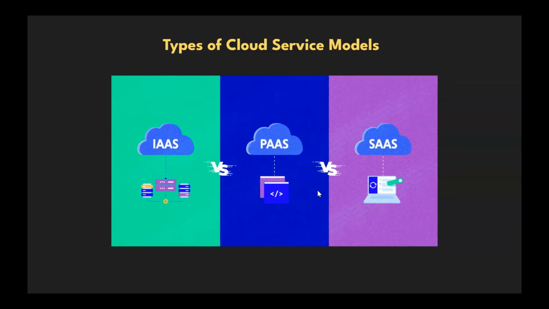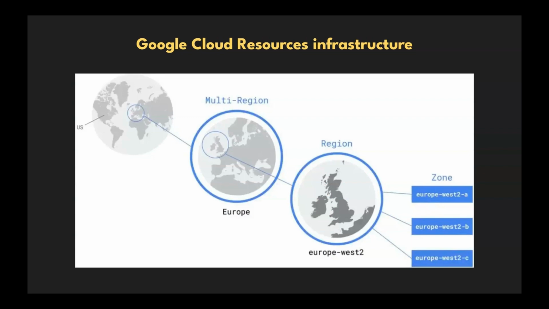Okay, so now we'll talk about the Google Cloud resources infrastructure. The Compute Engine resources are hosted in multiple locations worldwide. These locations are composed of regions and zones. When I'm talking of these resources, I mean the physical data centers that Google has all around the world. Now, consider a continent, Europe. It's a multi-region. There are a lot of regions inside this continent. It could be Europe West, East, North, and South. A region is a specific geographical location where you can host your resources. A region is a collection of multiple zones.